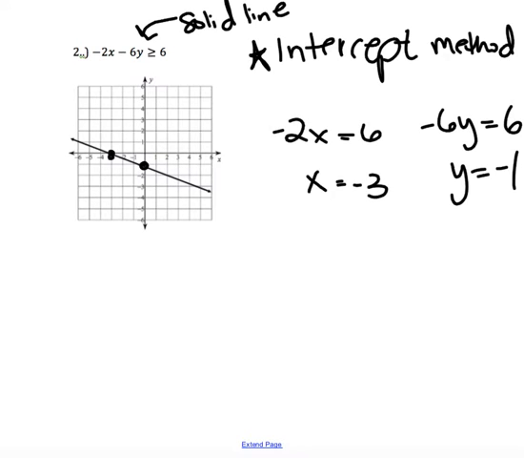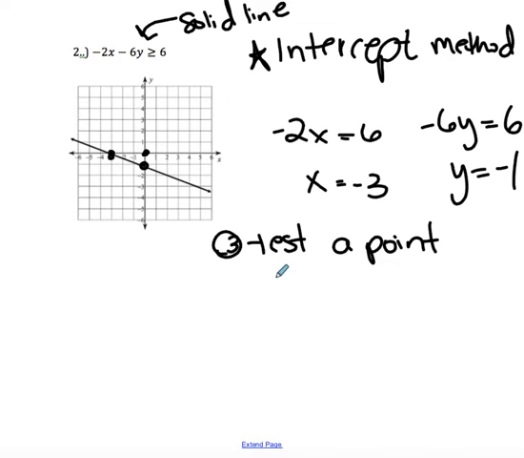And so to shade the true side for step 3, when you're in intercept method here, you're going to want to test a point. You can pick any ordered pair not on the line, so any ordered pair from the top half of the graph or the bottom half of the graph, and we're going to plug it in for x and y. The easiest ordered pair I always test is 0, 0. As long as your line does not go through 0, 0, you can test that point. 1, 1 would be easy numbers to plug in.